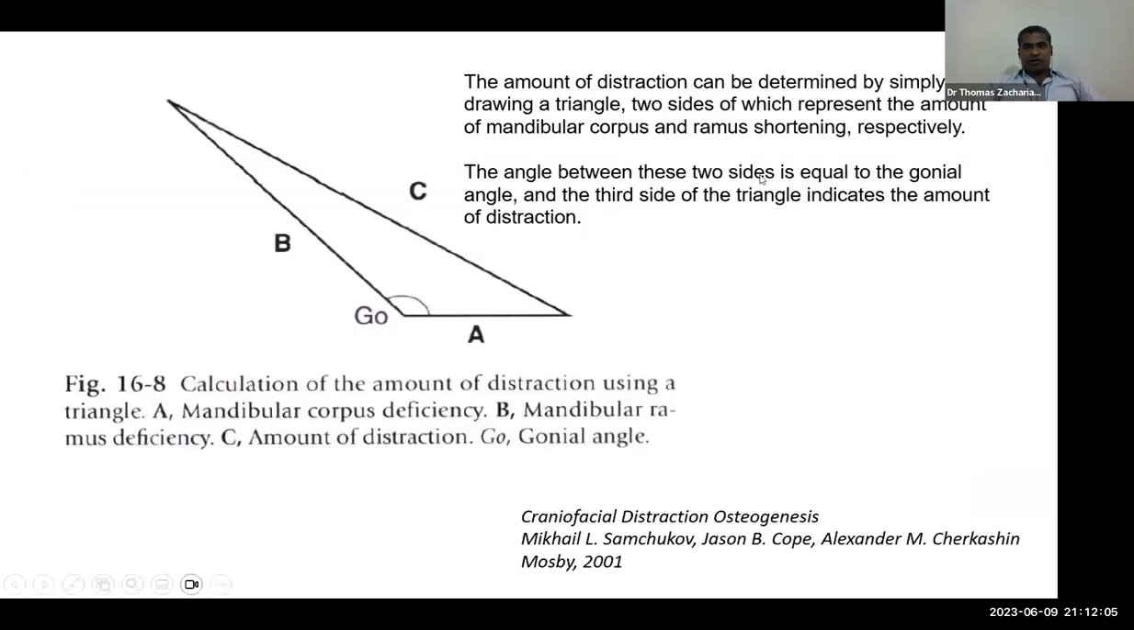In this textbook, Samchukov, they have shown a diagram of how to calculate the amount of distraction. The amount of distraction can be determined by simply drawing a triangle, two sides of which represent the amount of corpus and ramus shortening, and the angle between the two sides represents the amount to be distracted. The third side is the amount of distraction, and that angle is the vector for distraction. I found this reference in the textbook Craniofacial Distraction Osteogenesis by Samchukov. So this is my opinion on this. Anything to add, Sushmitha? Shall we move to the next question? No, we'll move to the next question.